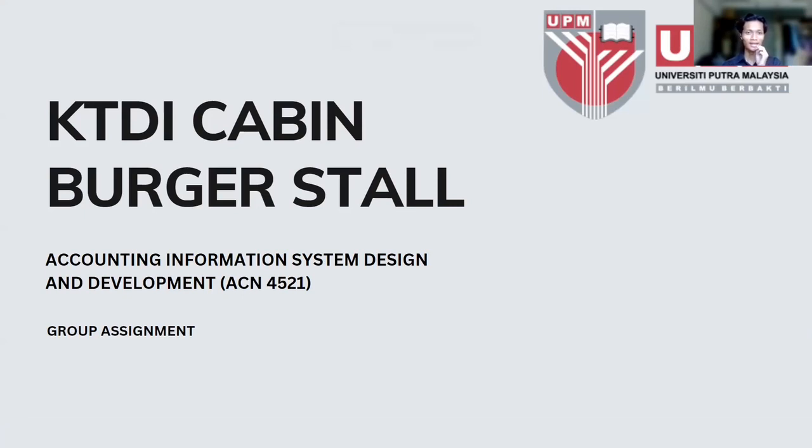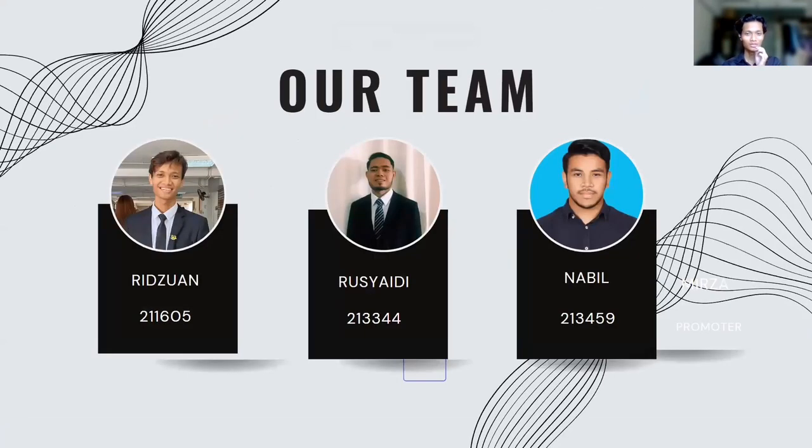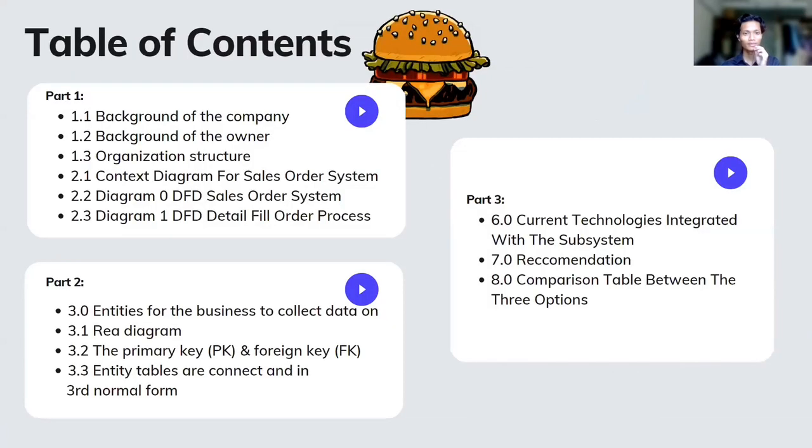Today we are going to present our group assignment, and the name of the business that we chose is Ktdi Cabin Burger Store. So let's proceed. This is our team member. First of all, my name is Muhammad Rizwan bin Muhammad Sofian with entry number 211605. This is our table of content, and I will be presenting part 1.